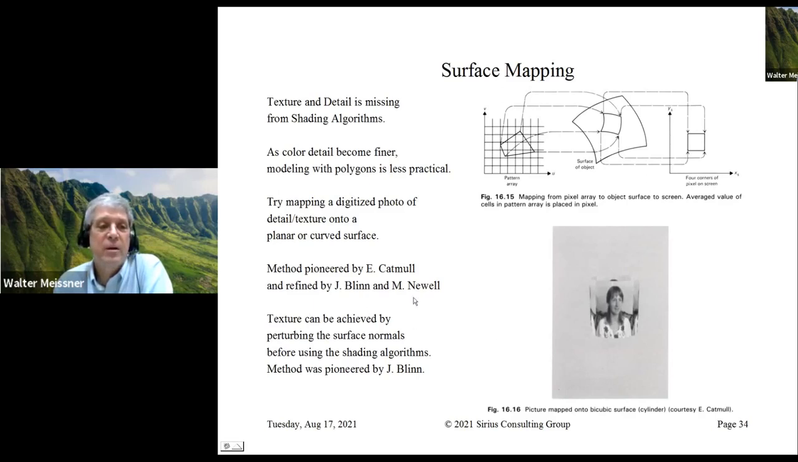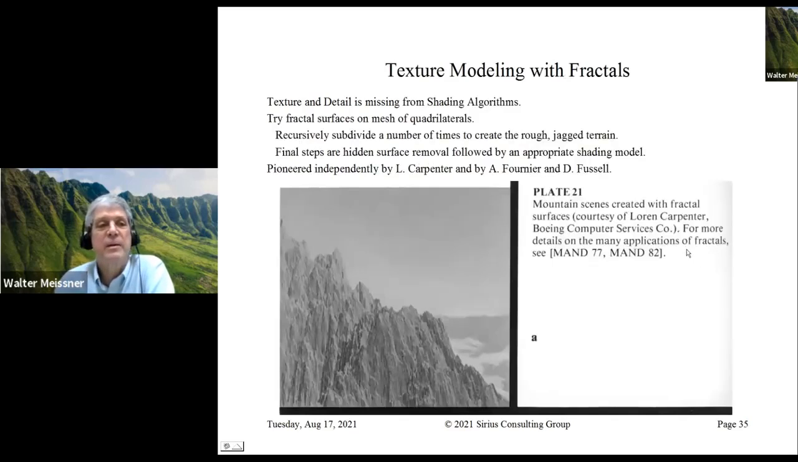Now, he developed also another way of doing surfaces, and that is by perturbing surface normals before using the shading algorithms. And this is used for getting, let's say, an orange peel effect on a surface. Now, another way detail can be added to a surface is using fractals.